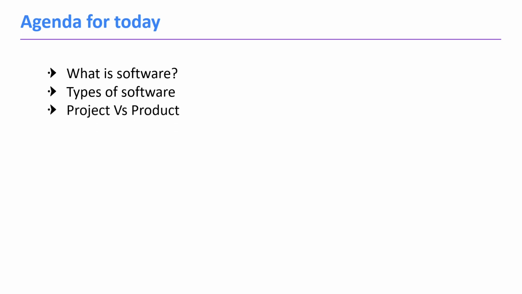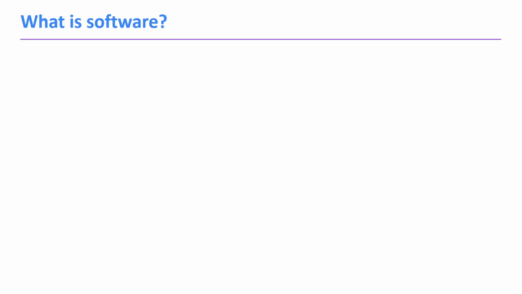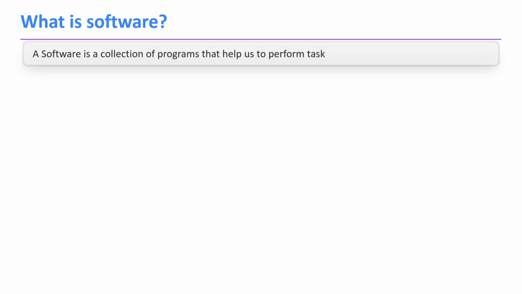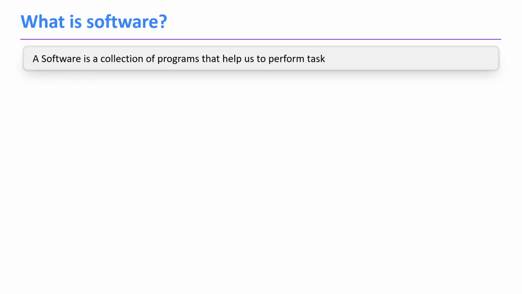So in today's video, we are going to discuss what is software, types of software, then project versus product. So first, what is software? A software is a collection of programs that help us to perform a task.